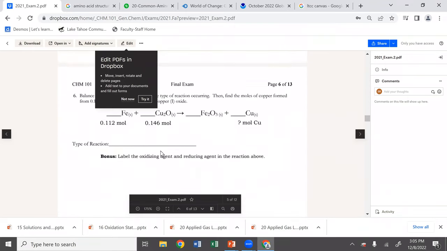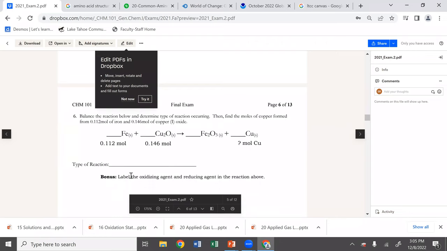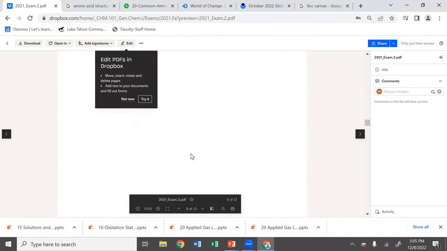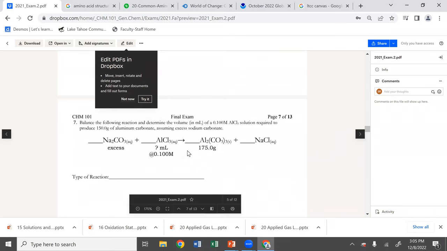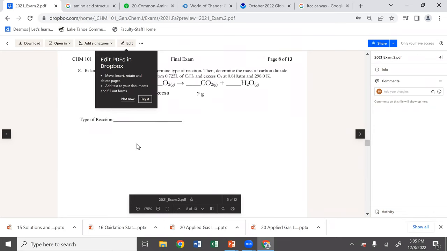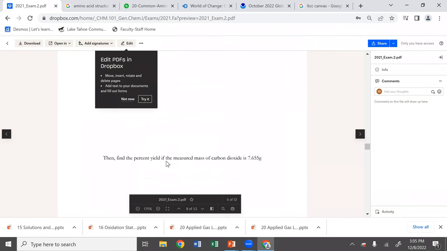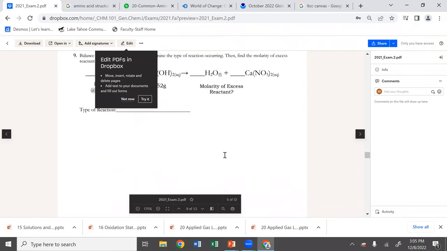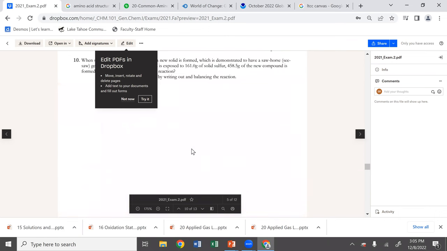At most, I throw in a couple of bones, there might be something like, what's the percent of this reaction? But for the most part, it's going to look very, very similar.